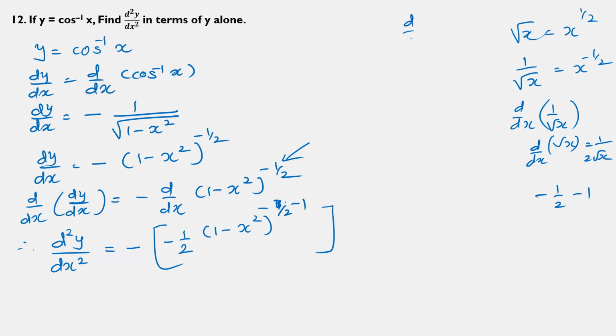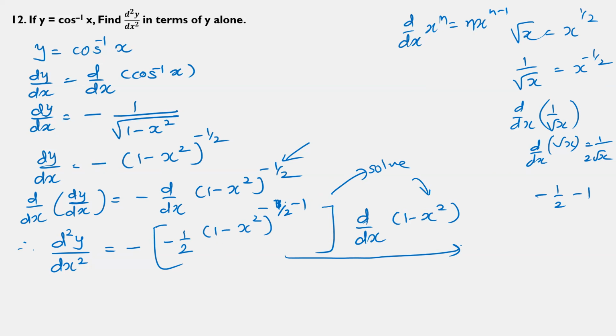Which one we applied? d by dx of x to the power n is equal to n into x to the power n minus 1. This we applied. It's just that in place of x we have 1 minus x square. That means again I have to apply the chain rule. The chain rule needs to be applied together only. It's not that you solve this first and then apply the chain rule. No. You have to apply it in the same line itself. Same way only, when you apply it in the same line there, here also it needs to be applied.